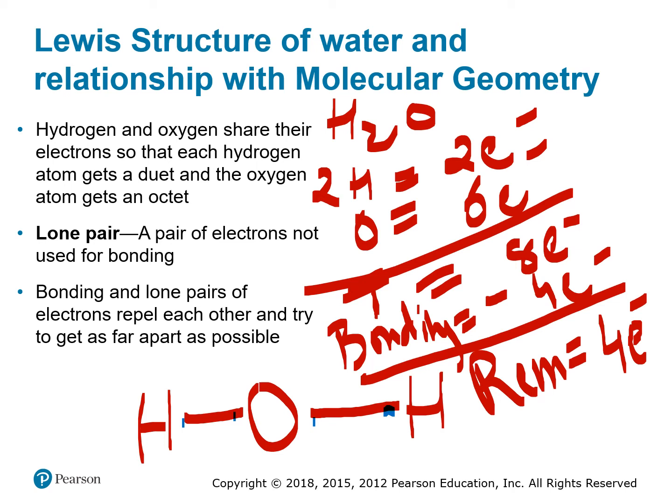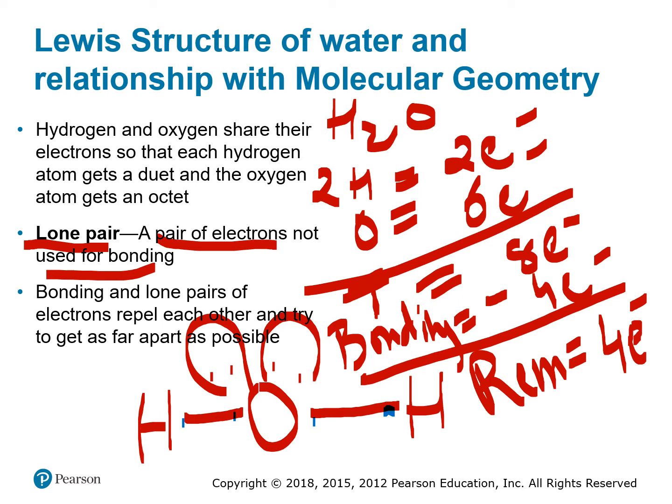Now the third step is to distribute my remaining electrons to the neighboring atoms so that each gets an octet of 8. But in this case, we have hydrogen, which can only hold a maximum of 2 electrons. So we don't have to distribute anything to hydrogen right now, and we can move on to the next step where we distribute our remaining electrons to the central atom. So we have 4 electrons, so we write 4 electrons around oxygen. Now these electrons are not participating in making a bond, and these are called lone pairs. Lone pair means the electrons that are not used for bonding.